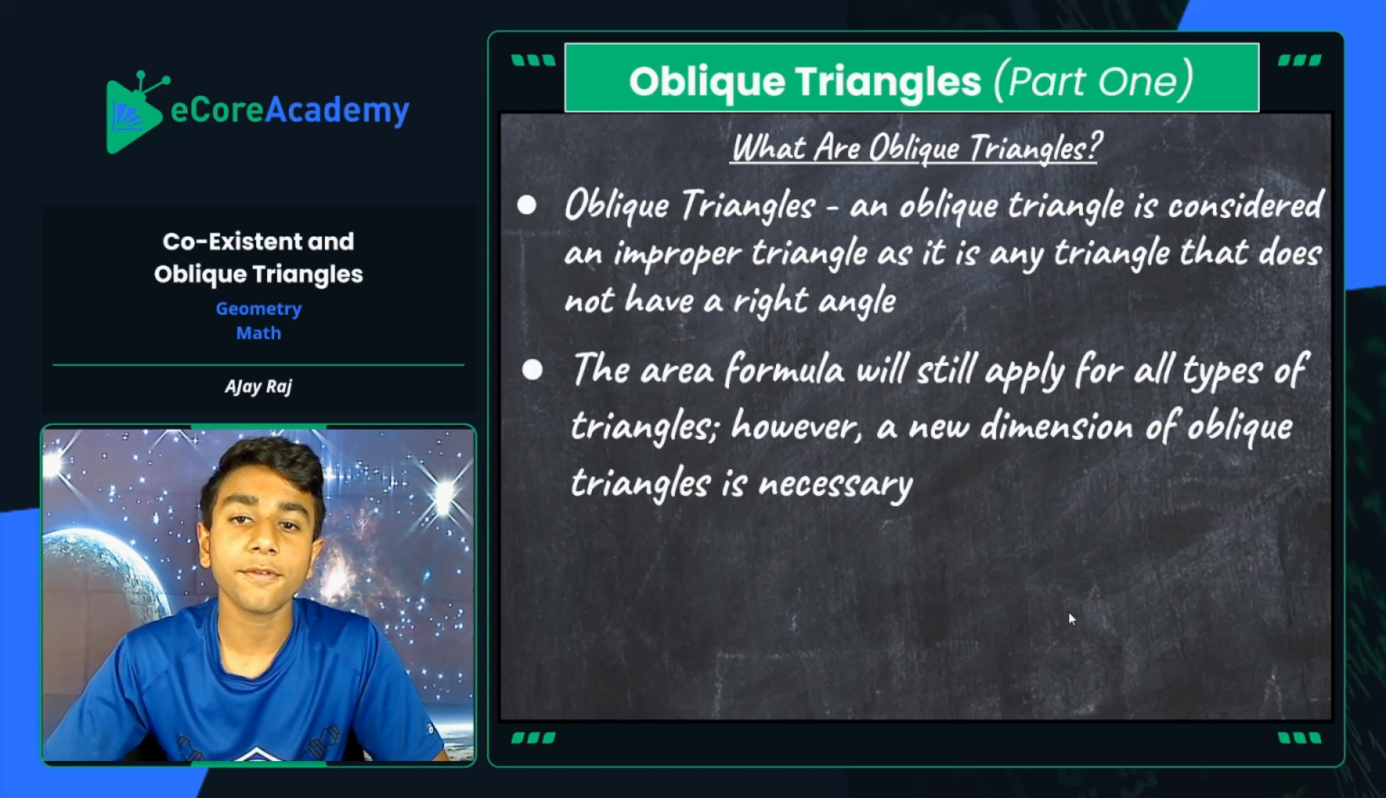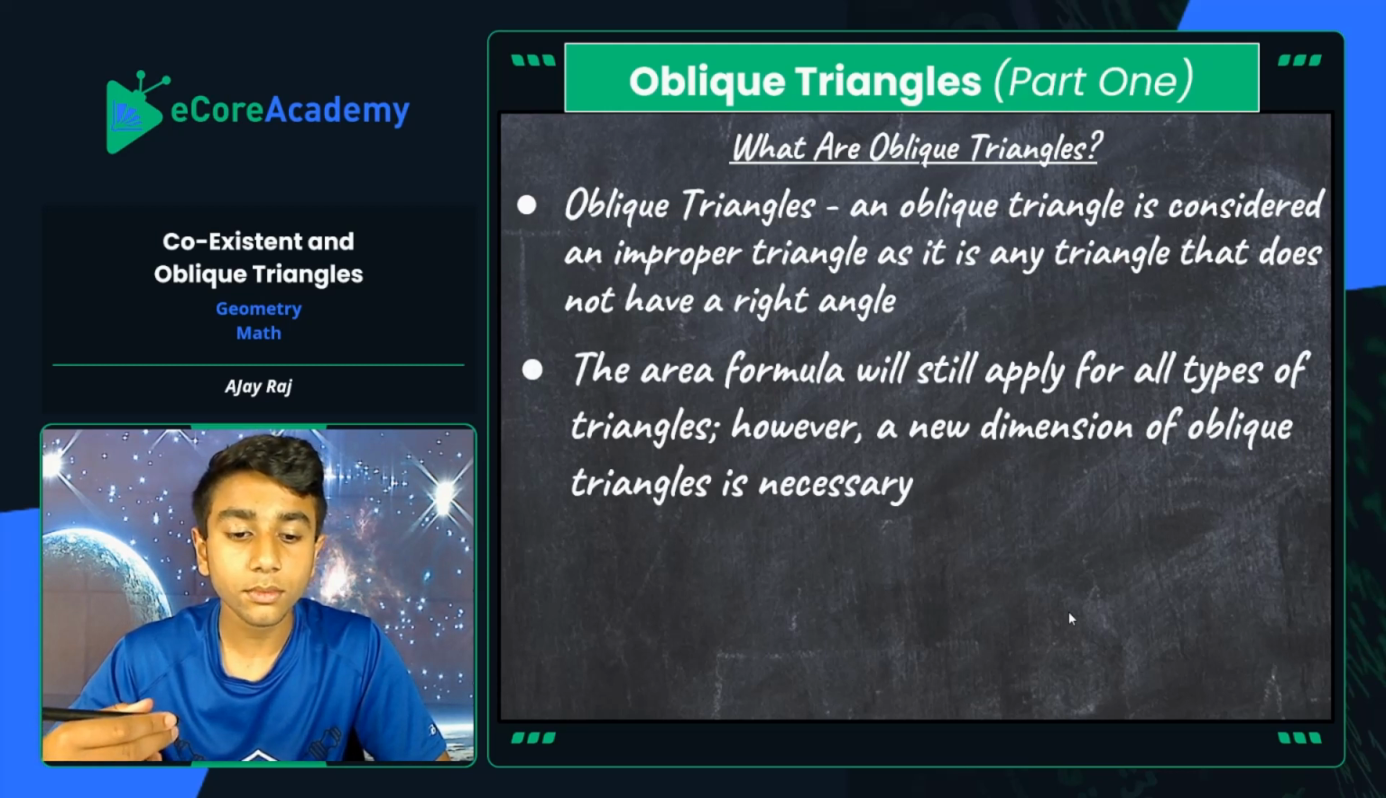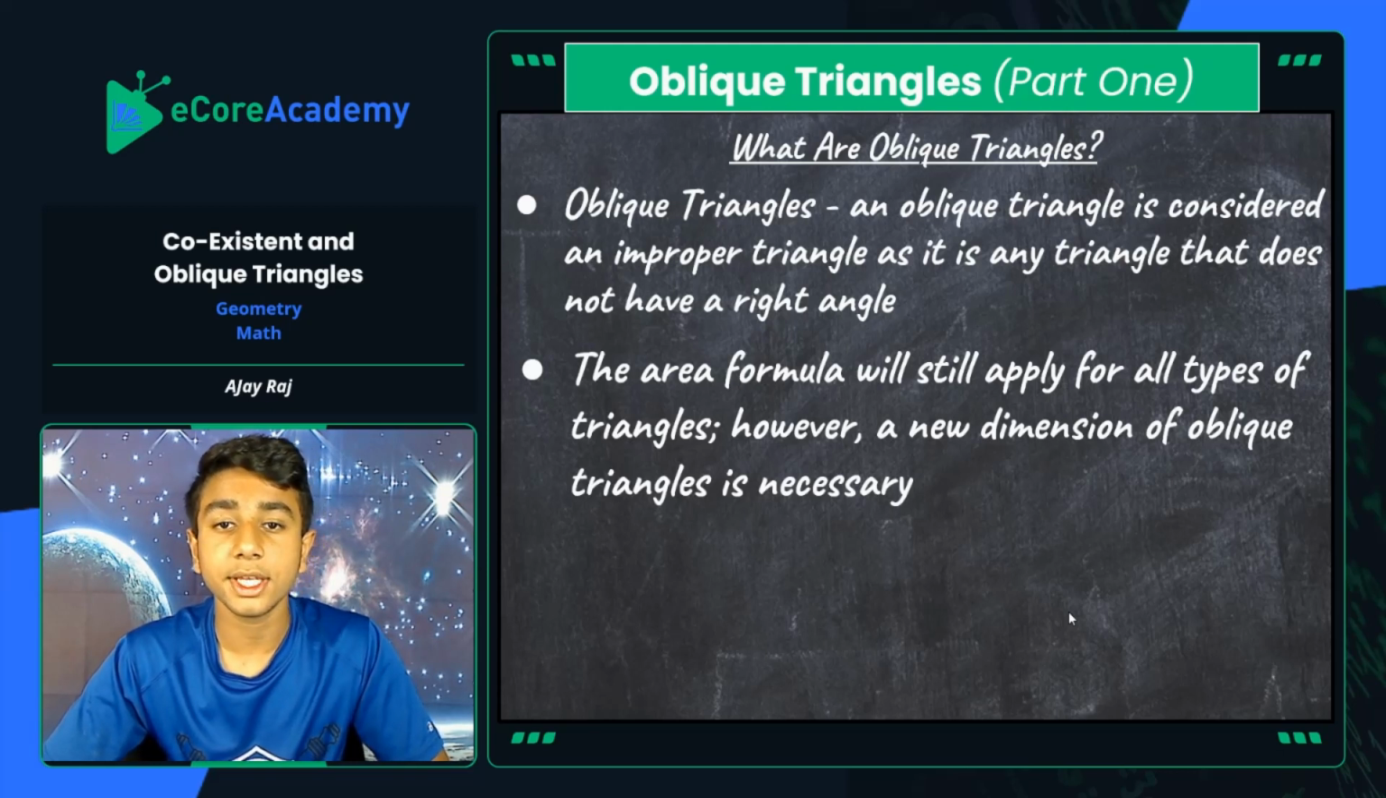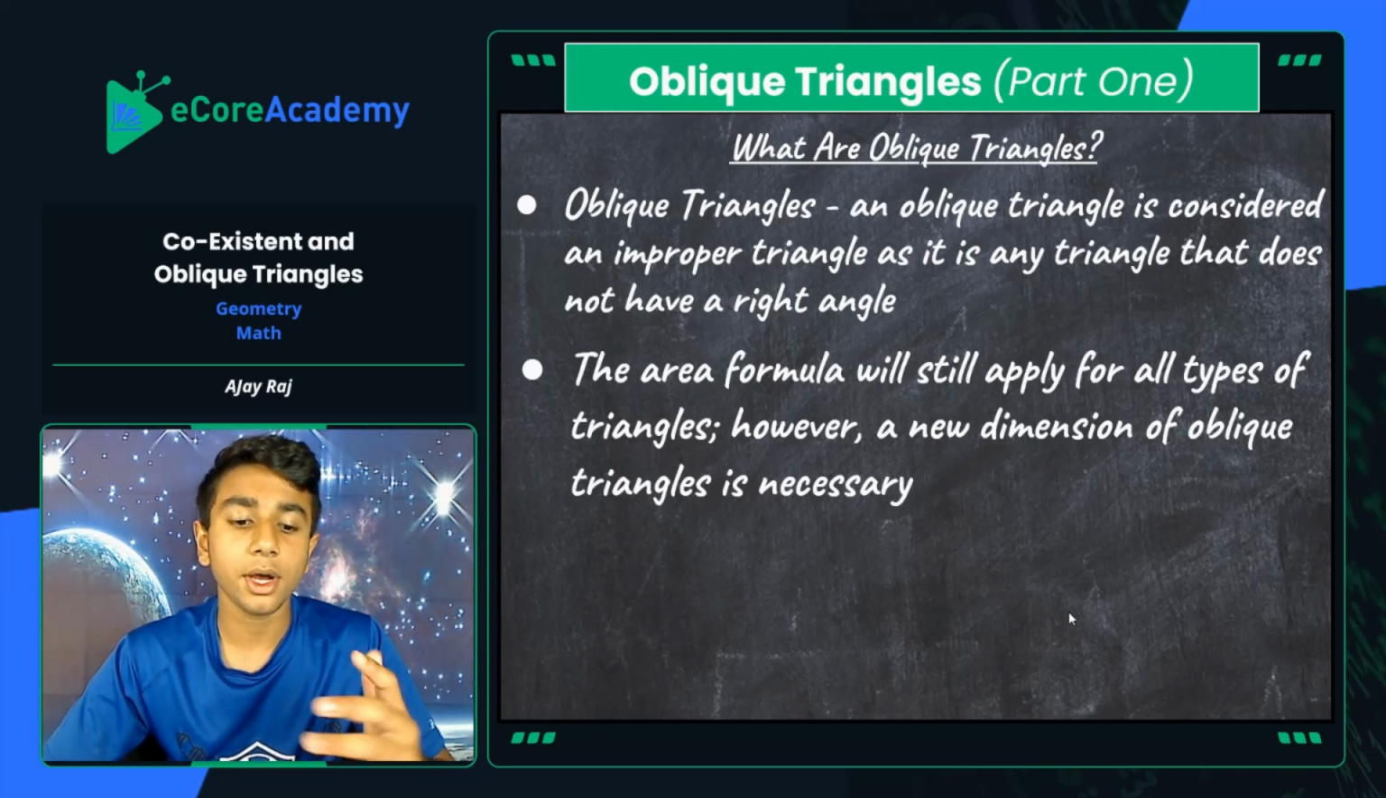And remember, whenever you're doing the area formula for a triangle, you're always going to start off with the right triangle, because the height of the triangle is given as a side length. But in an oblique triangle, since they're not right triangles, they don't have any heights that are given as side length, meaning the altitude has to be calculated differently.